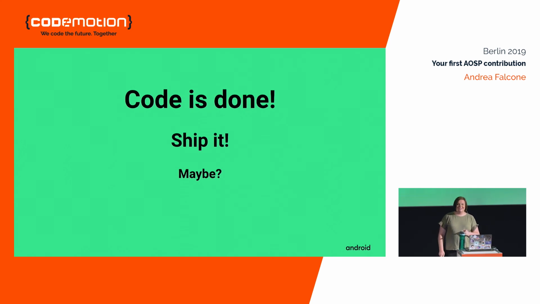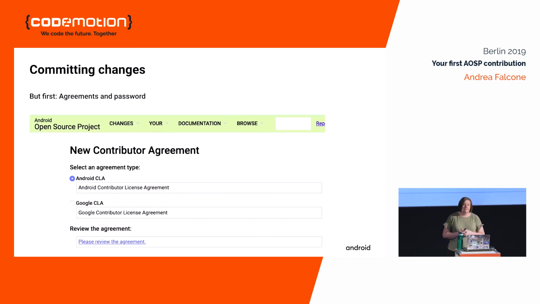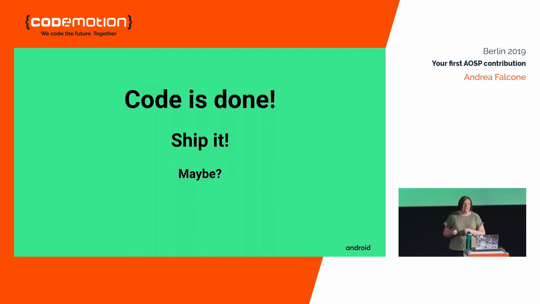OK, we're done coding. I hope that we can ship this. Unfortunately, there's a few steps between here and there. You need to create a Gerrit password. You need to be able to log in to Gerrit, which is our code review system. After that, you need to sign the CLA. It's like 4 pages long. Click all the boxes, lots of different colors. OK, I think it's possible we can ship the code now.